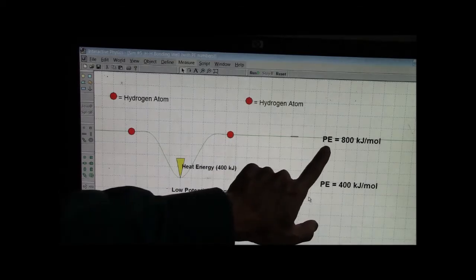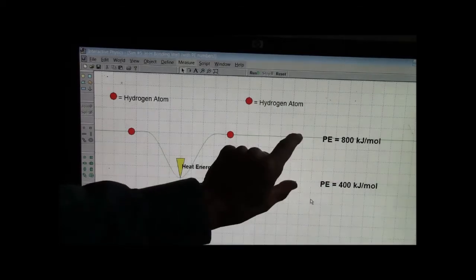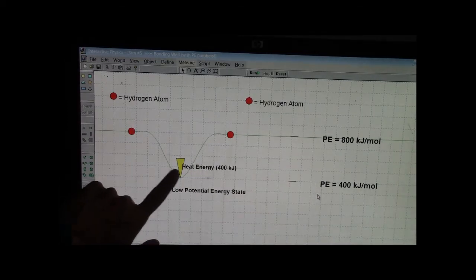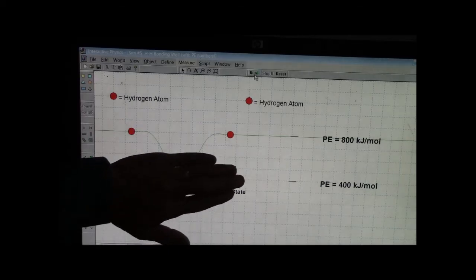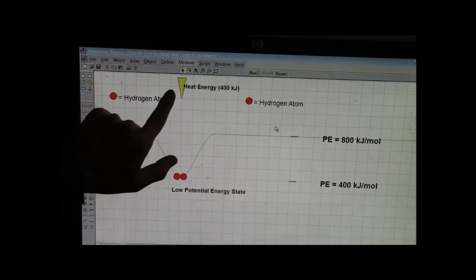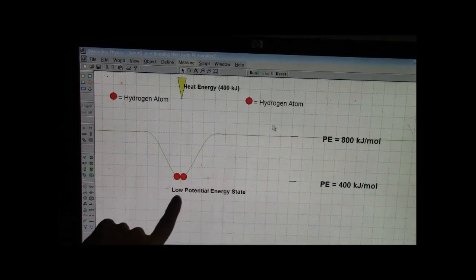If you look at the numbers, potential energy starts high and ends lower, but the difference is only 400 kilojoules per mole. That's why this heat energy that's produced is only 400 kilojoules. And once again, it does not exist until the bond produces this heat as the potential energy of the atoms drops.